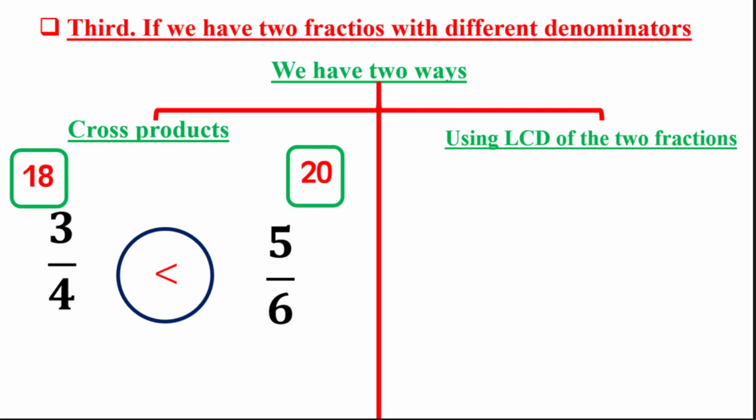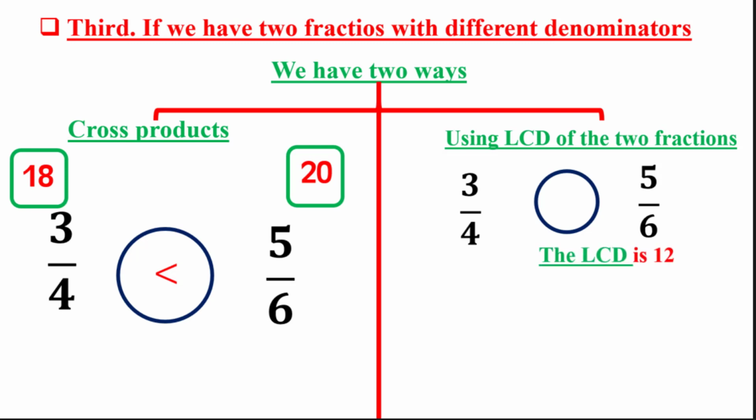The second way, using LCD of the two fractions. We studied before how can we find the LCD of two numbers or two fractions before in grade 4. If we have the same example, 3 over 4 and 5 over 6, to use LCD of the two fractions, just find the LCM, which is the lowest common multiple of the two denominators. So ask yourself, what is the lowest common multiple of 4 and 6? What is the smallest number divisible by 4 and 6? It's easy to find it mentally. This number is 12.